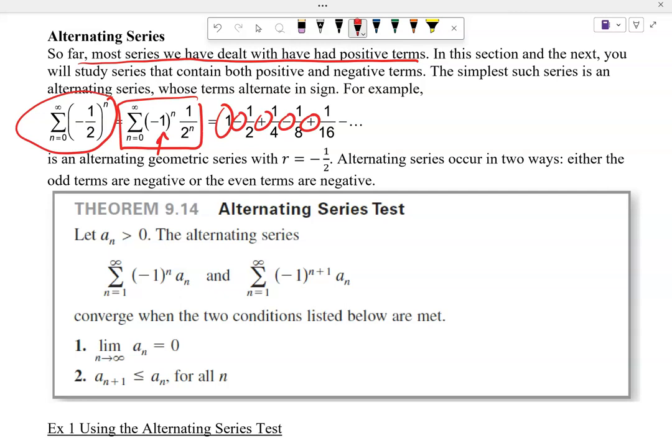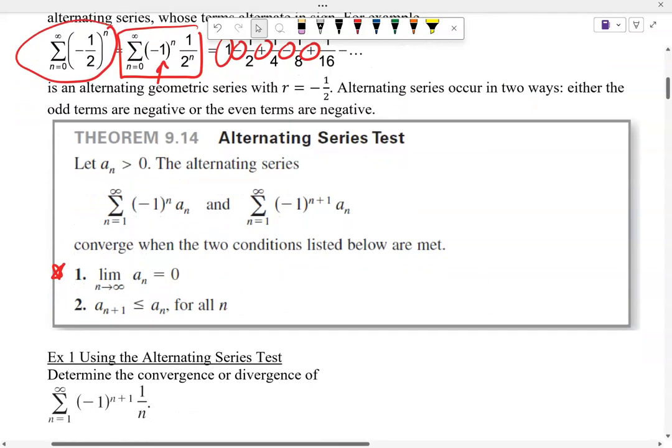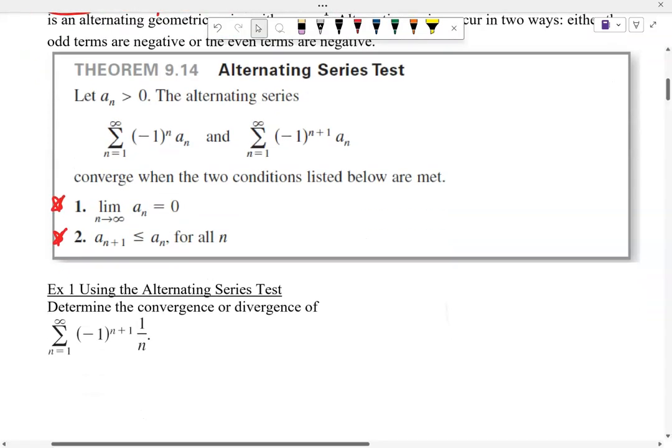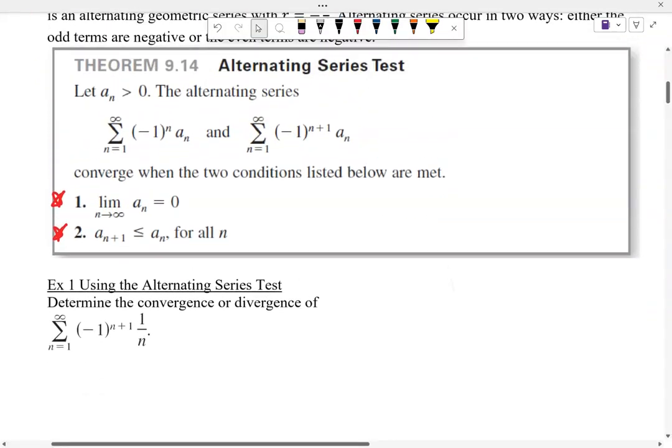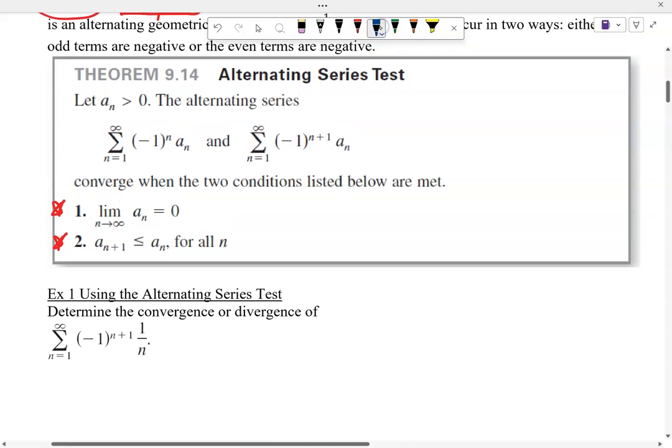So for an alternating series test, it will converge when two conditions are met. The limit as n goes to infinity of a sub n equals 0, and the next term is less than or equal to the prior term for all n. Okay, so decreasing or the same. So let's go ahead and use this alternating series test for this first one here.